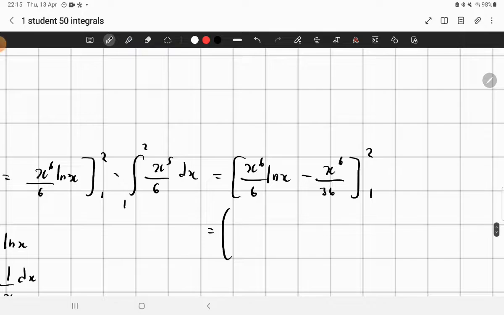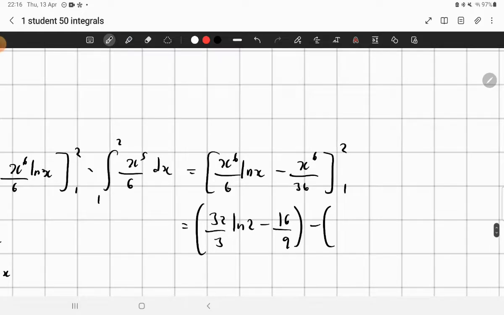So 2 to the power 6 will be 64. 64 divided by 6, if I simplify further, will be 32 over 3 ln 2, minus 64 divided by 36, which will be 16 over 9, minus, well, ln of 1 will be 0, so I'm left with negative 1 over 36.